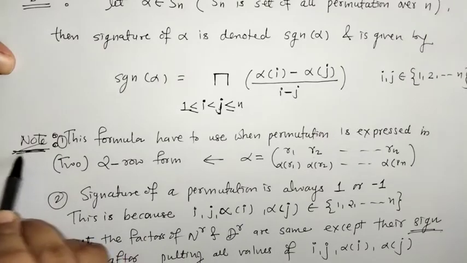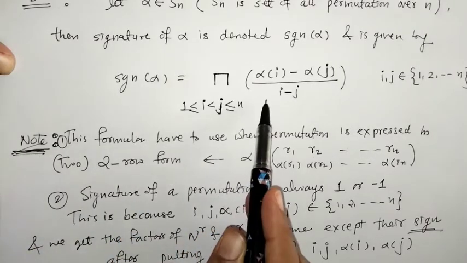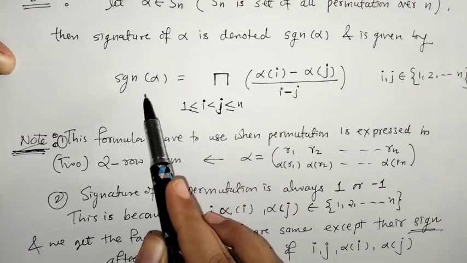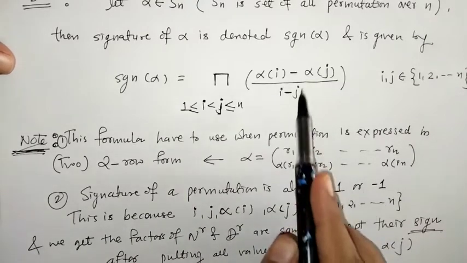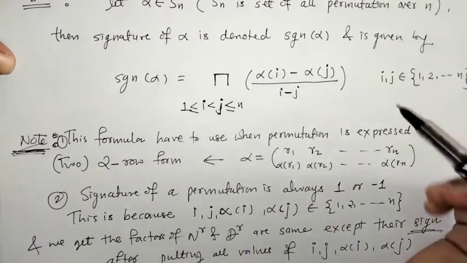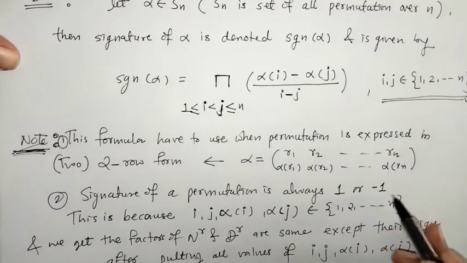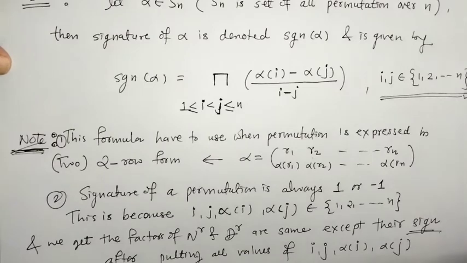Now here we have to remember that when we have been given any permutation in two-row form, we can use this formula for finding its signature, and signature of a permutation is always 1 or minus 1 because all these values belong to this set, and on simplification we get 1 or minus 1. Now this will get clear by one simple example.